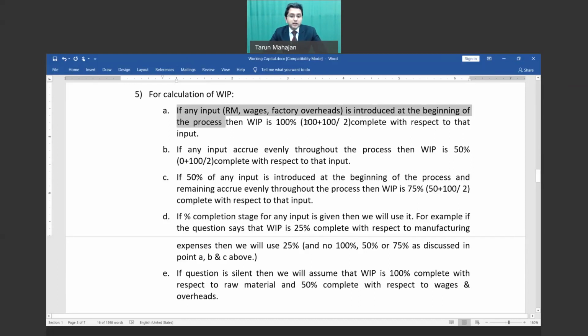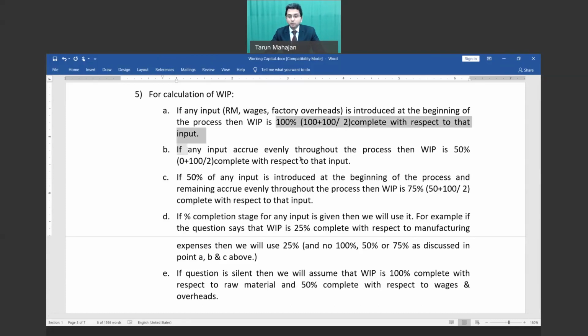So initially it was 100%. And at the end of the process also it was 100%. WIP is 100% complete with respect to raw material. Then opening plus closing divided by 2, so the average completion stage of raw material in WIP will be 100%. WIP is 100% complete with respect to that input, say raw material.